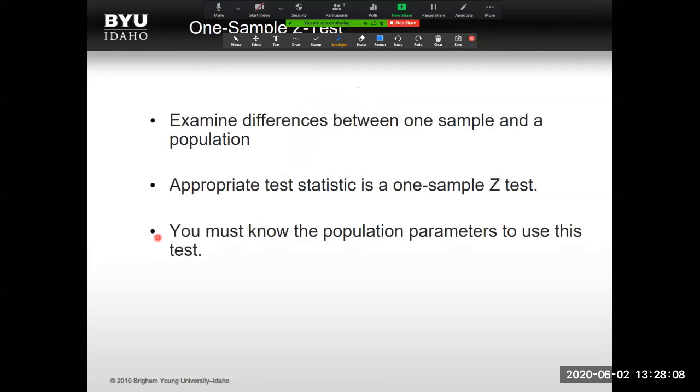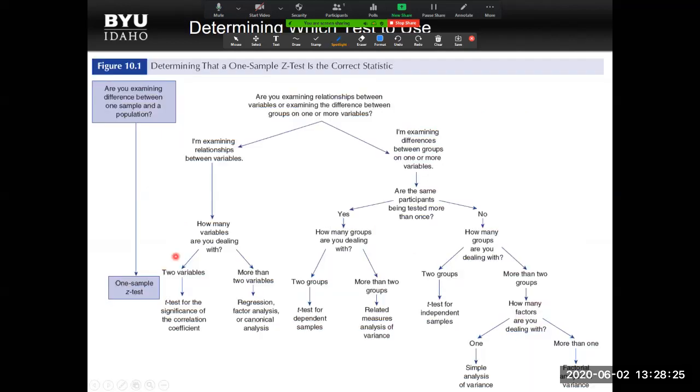That's the idea. You cannot do a z-test unless you know the population mean and standard deviation. Otherwise, you can't do this test. So that's one clue for you if you're trying to figure out how do I know if I'm going to use a z-test? Well, I would have to tell you the population mean and standard deviation.